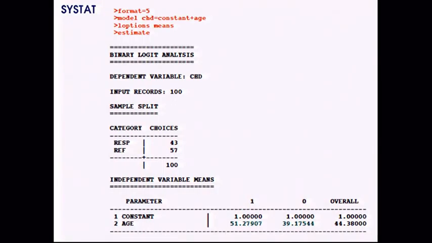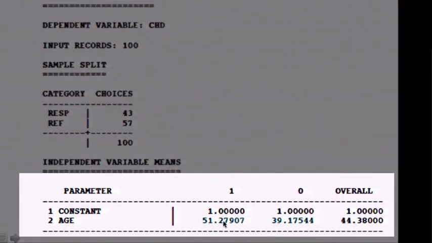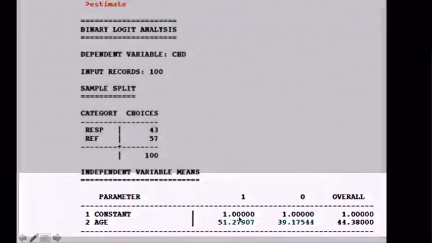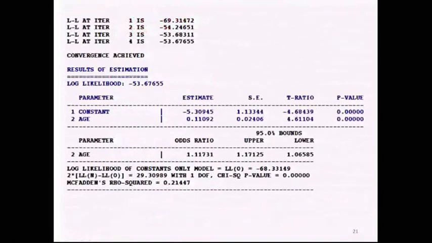The means option tells me that the mean age of the individuals who have evidence of CHD is 51.3 years, but the mean age of those who don't have CHD is 39.2 years. So you can see, again, that the people who have CHD appear to be older by roughly 12 years than the individuals who don't have CHD. And then it goes on to the exciting part.